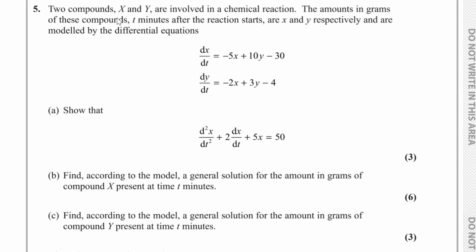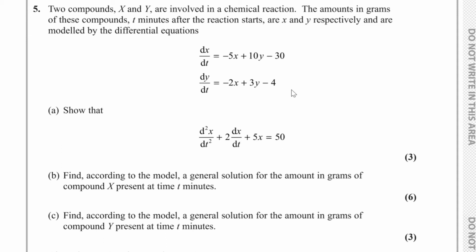Question number 5. Two compounds, X and Y, are involved in a chemical reaction. The amount in grams of these compounds t minutes after the reaction starts are X and Y respectively, and are modelled by the differential equations dx over dt equals minus 5x plus 10y minus 30 and dy over dt equals minus 2x plus 3y minus 4. And for part A of the question, we have to show that d squared x over dt squared plus 2 lots of dx over dt plus 5x equals 50.